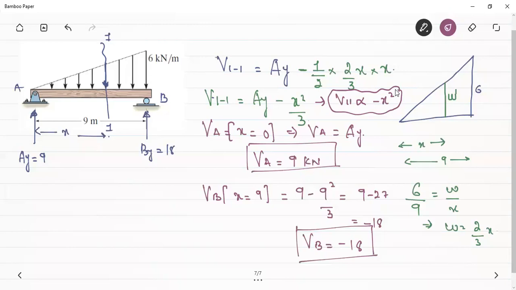If we are going to draw the shear force diagram, one thing we can note is that the shear force here is equal to 9 and the shear force here is equal to minus 18. Therefore, if this curve is to be connected, there will definitely be a point of zero shear force. Now we want to find the location of the zero shear force.